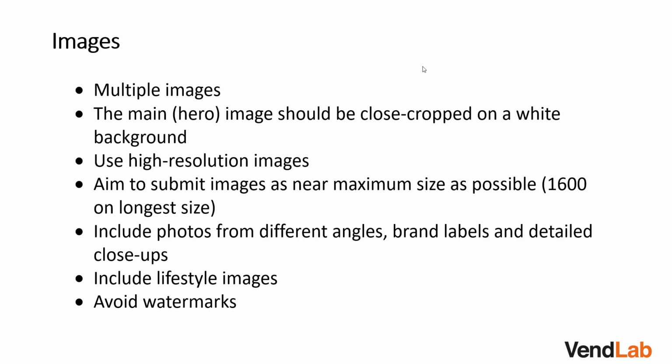Images are vitally important for e-commerce sales. On eBay, listings are now optimized for mobile, and the image is the first thing that the buyer will see. They may not look at anything else. On eBay, a seller can have up to 12 images, and you should use as many of these as possible. The main image, also known as the hero image, should be a close-cropped image on a white background to show just the product. You should use high-resolution images.